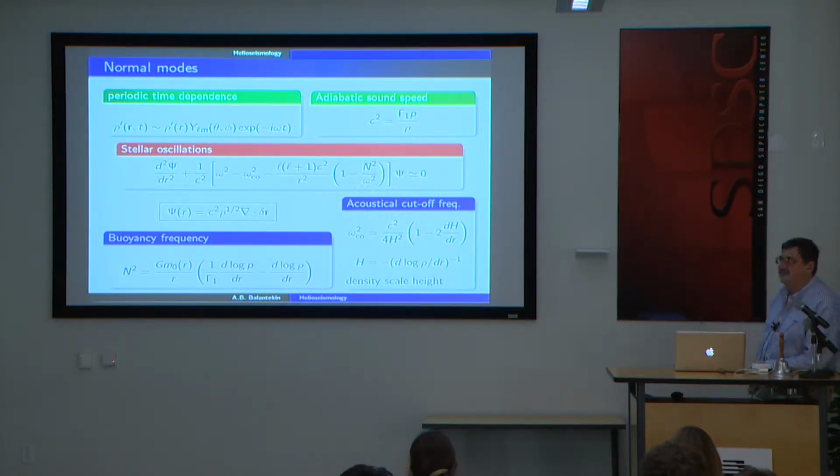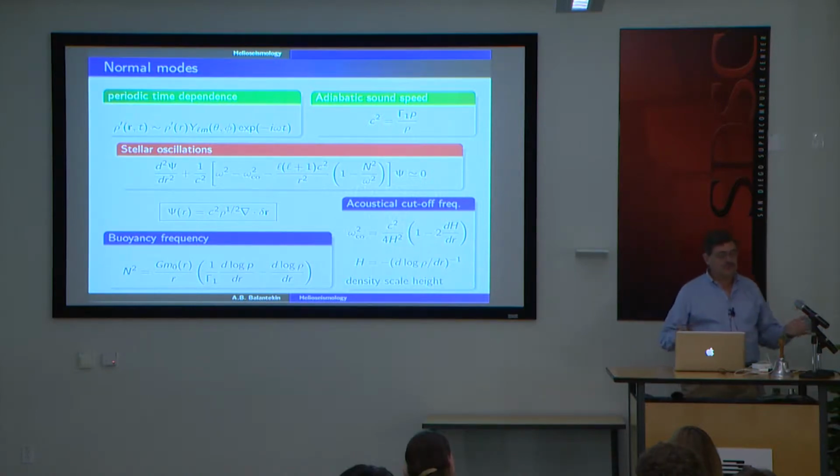Here, H is the density scale height, which is a very common variable that people use in the stars. Sometimes you have probably heard of polytropes. Polytropes take that density scale height to be constant.